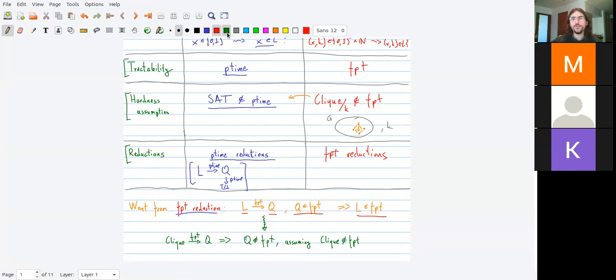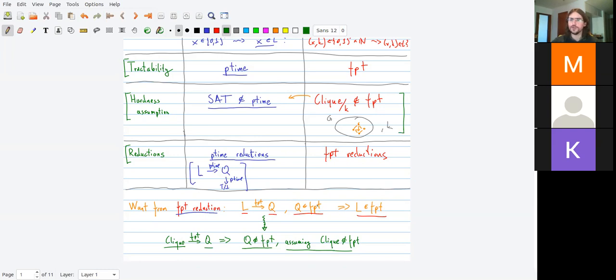So this means that if we have such a notion of reduction, and the clique problem FPT reduces to our favorite problem Q, then we can show that Q is not FPT unless clique is FPT. So assuming that clique is not FPT, we can in this way show that Q is not FPT. Why? Because if Q was FPT, then by again pipelining the reduction and the FPT algorithm, we would obtain an FPT algorithm for our clique problem, which we assumed does not happen. So those are the ingredients for the complexity theory for parameterized complexity.